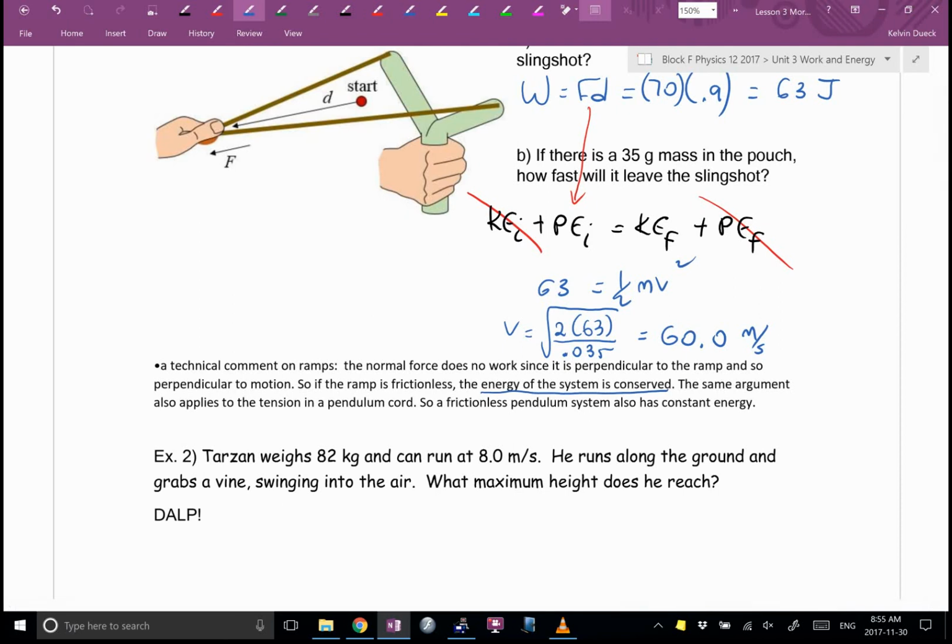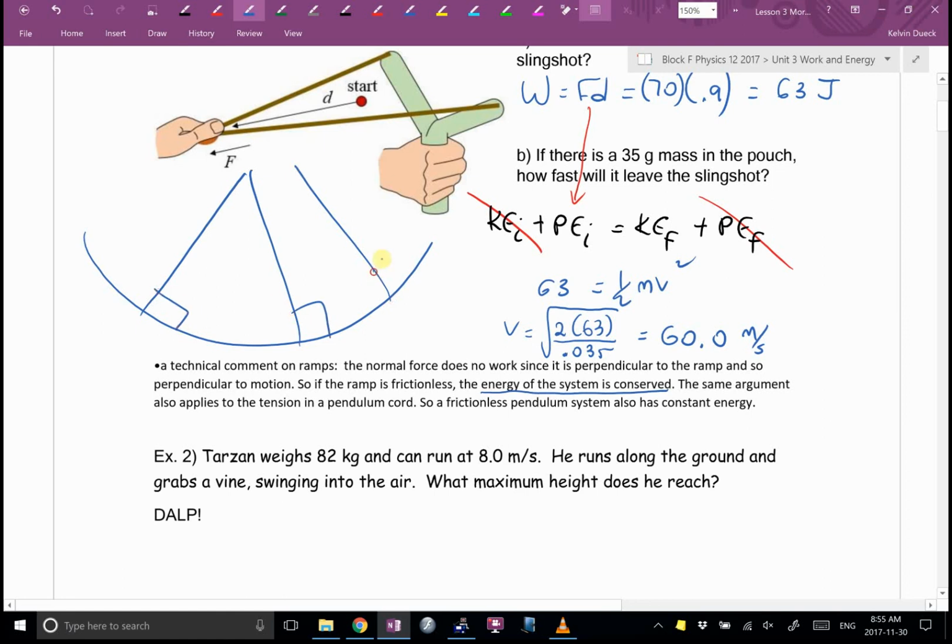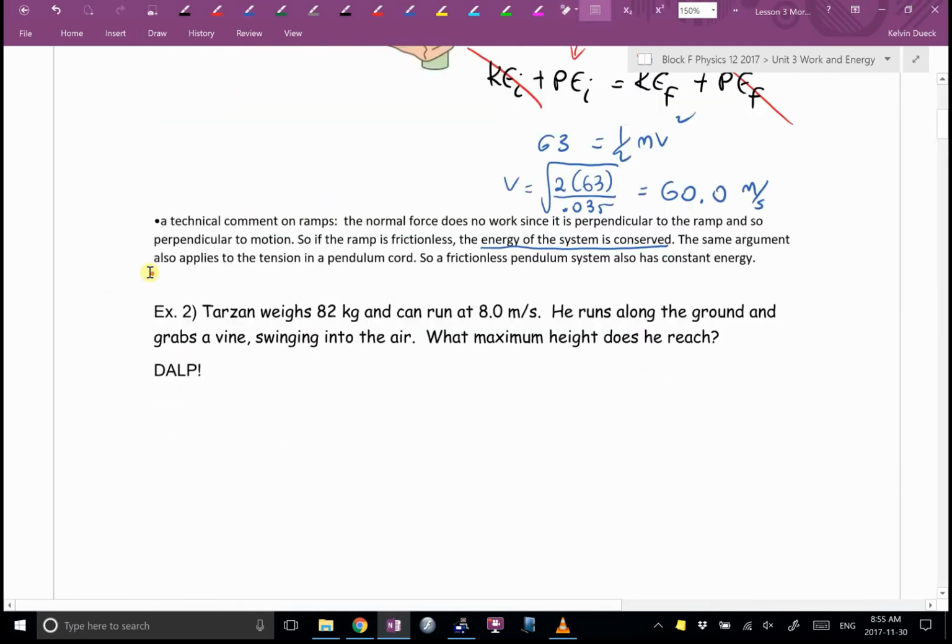Same argument applies to a rope. If you imagine swinging on a rope, don't write that down, tension would always be along the rope, which is always going to be at exactly 90 degrees to the arc that you're tracing out when you swing in the rope, which means ropes do no work when you're swinging on a rope swing, which means energy is conserved there too. And so we can do Tarzan.